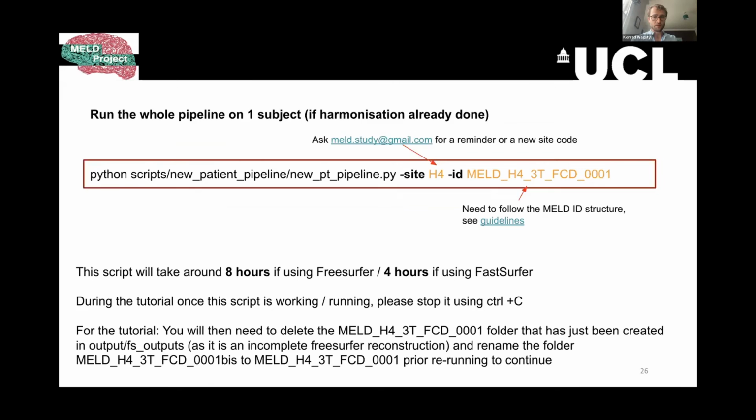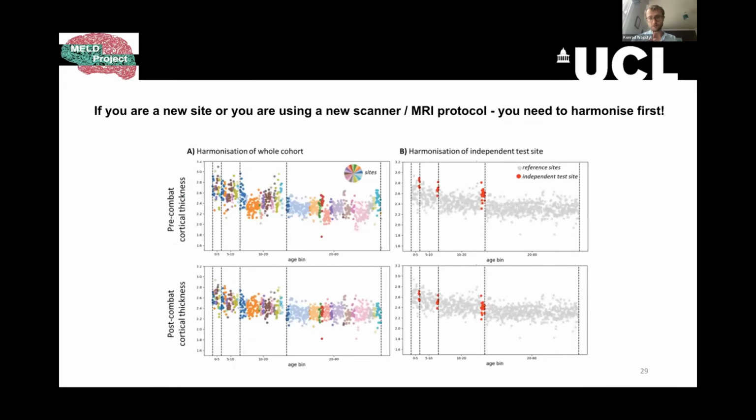So I will skip ahead now to harmonization. This is the first really important step. This is an example of what happens with a new reference site. We've harmonized our MELD data, shown in gray. All the MELD data now looks like it comes from one site. We see a nice age-based trend and no more site-based differences. And we add a new site, which looks like the red points, and you can see that it doesn't fit within the distribution.